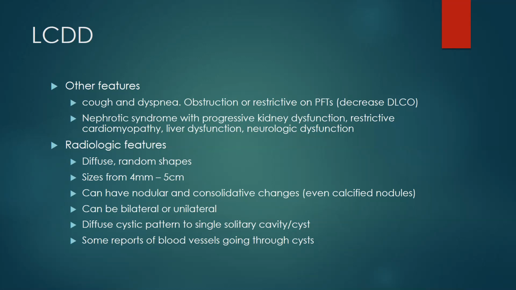In terms of pulmonary, radiologic features with this cystic disease are usually diffuse with random shapes. The sizes can be bigger, up to 5 centimeters. There's also nodular and consolidative changes seen, as well as calcified nodules. Can be unilateral as well as bilateral. And you can even see an area of just one specific cavity with further cysts and nodules being seen.